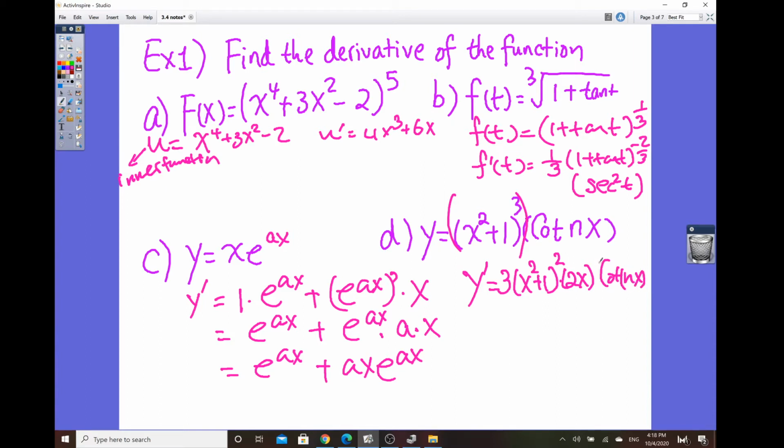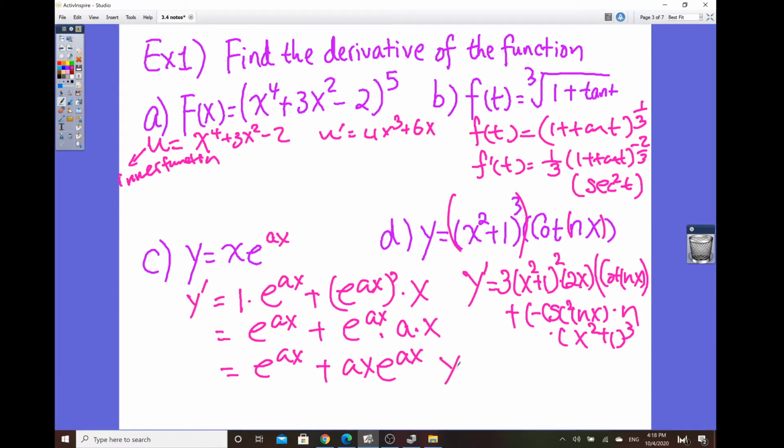Again, we're using the product rule. And then plus the derivative of cotangent of nx, which is negative cosecant square of nx, because the derivative of cotangent is negative cosecant square of the quantity. And then don't forget that nx is the inner function, so times the derivative of nx, which is what? N. And then times the original function here, f of x, which is what? X squared plus 1 quantity to the power of 3.